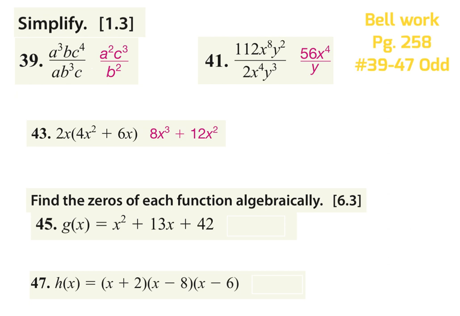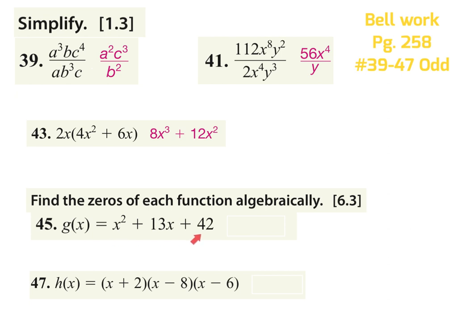So for this one, you should have just multiplied through. Remember, when you're multiplying like bases, you add their exponents. Find the zeros. When it's given to you like this, the zeros are asking for the x-intercept. So where this whole function equals 0 is what it's asking.